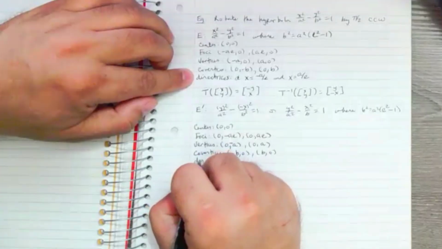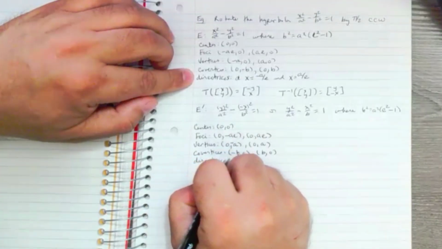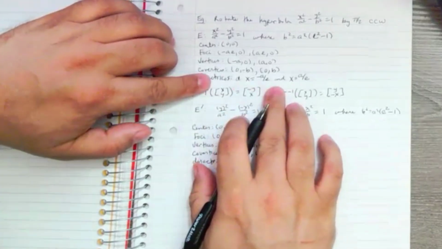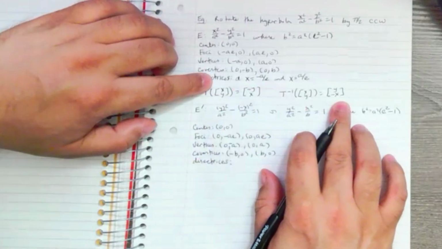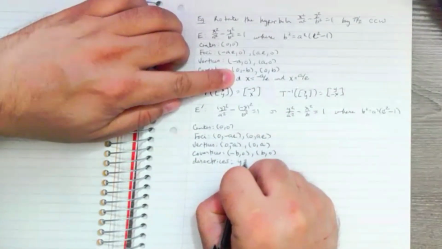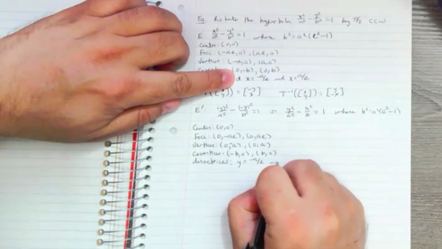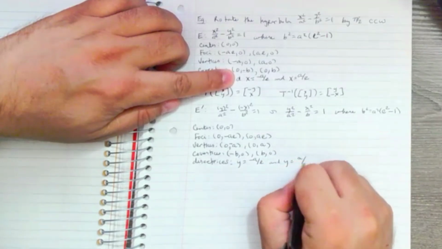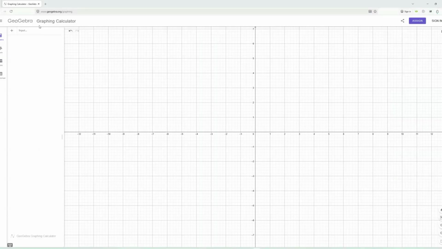And the directrices are given by equations, and so we apply the passive transformation. Anywhere we see x, we replace it with y, so the directrices are the lines y is equal to negative a divided by e, and y is equal to a divided by e. So again, let's check our work. We'll set the eccentricity to 1.2, and then we can define our parameter b in terms of the parameter a times the square root of the eccentricity squared minus 1.